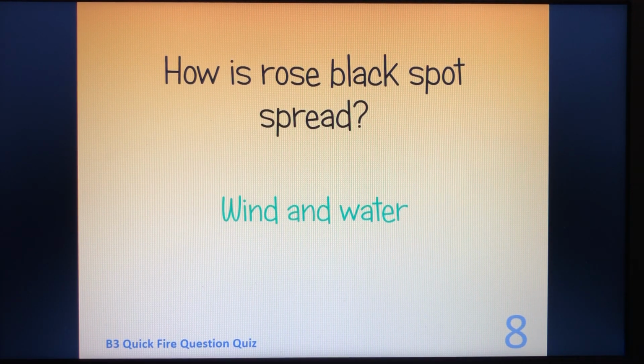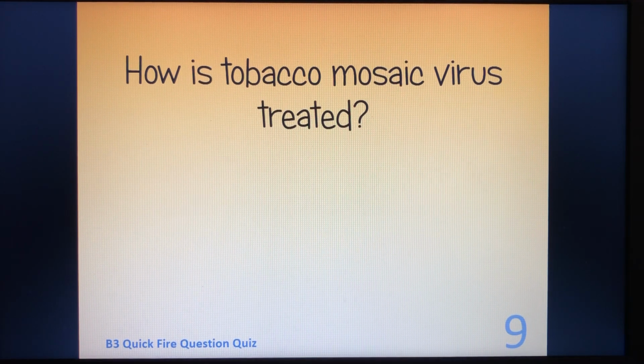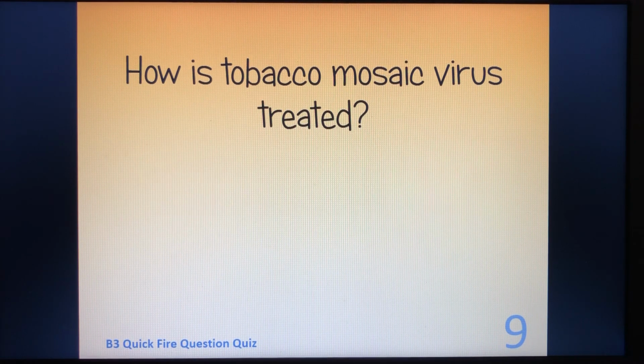Moving on, question 9. How is tobacco mosaic virus treated? Okay, we get this mosaic mottled appearance of the leaves. And what can be done? It's a virus. What can be done to treat that? Is this a slight trick question? If it was rose black spot, we could spray it with a fungicide. Okay, and that would treat it. Is this a slight trick question? Also affects the plant, but it's a virus.